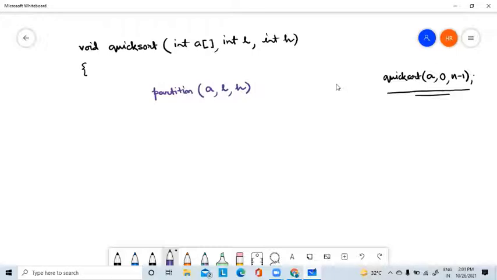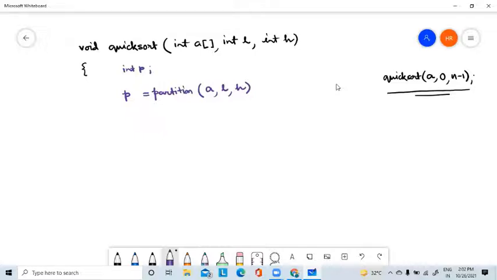And what will the partition function do? The partition function will perform all the operations and then put the pivot in its proper position, and finally it will return the position of the pivot. Suppose the position of the pivot is p. So I have to declare the variable p here.